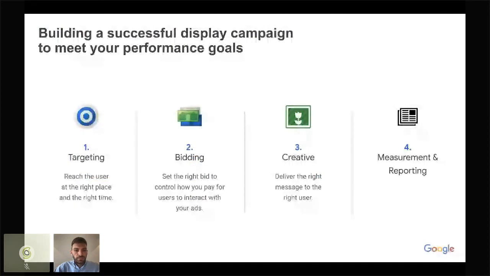How do you do that? What's important when building a display campaign, and what you should be thinking of? Targeting, it's the first thing. What's the audience you want to target? Bidding. How should I bid? Should I bid more heavily in some cases where it's more important for me to show? What's the actual creative that the users are seeing online? And how do I measure my performance?